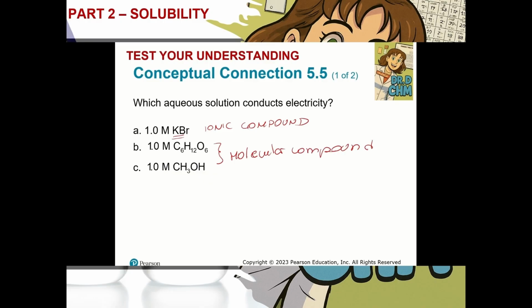So here, what we learned is that molecular compounds are weak in terms of conducting electricity. However, some will conduct electricity because they can partially ionize, but not as much as a strong acid or ionic compound. So in this case, the only ionic compound that I have here, and that I know for sure will conduct electricity, is potassium bromide. That is our answer here.